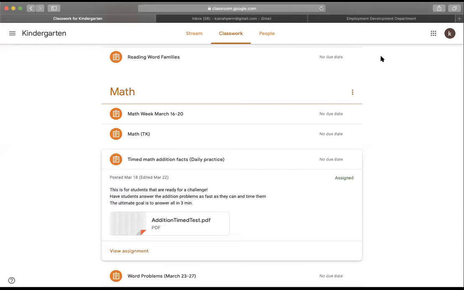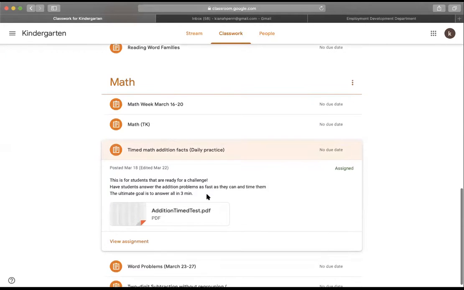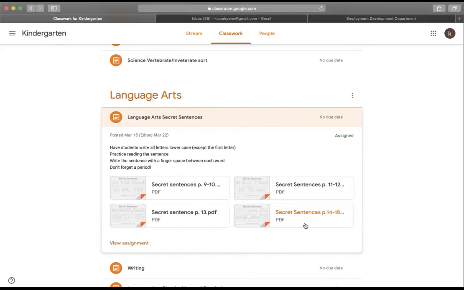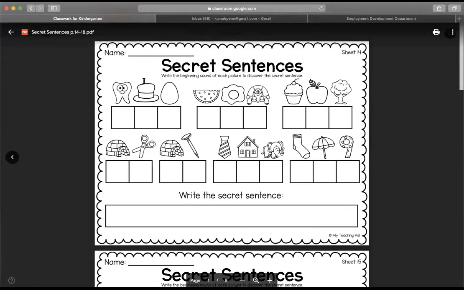What secret sentence? So it's going to be the secret sentence. It's going to be page 14. Okay, good. Yes. This right here.